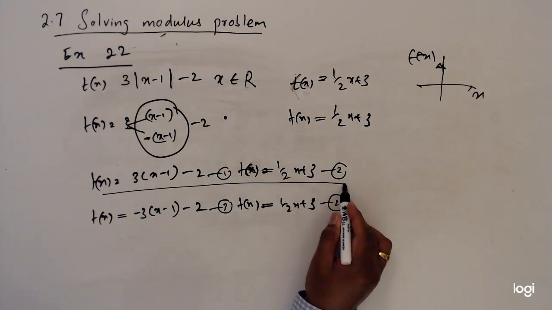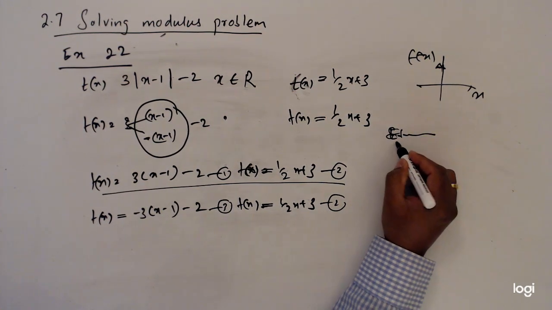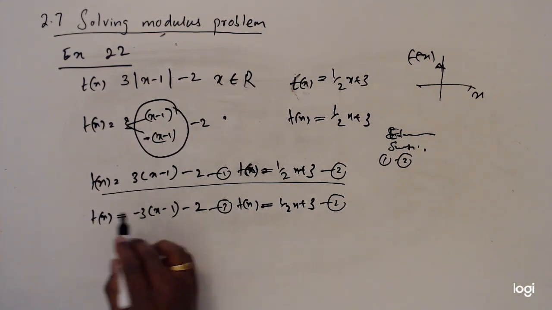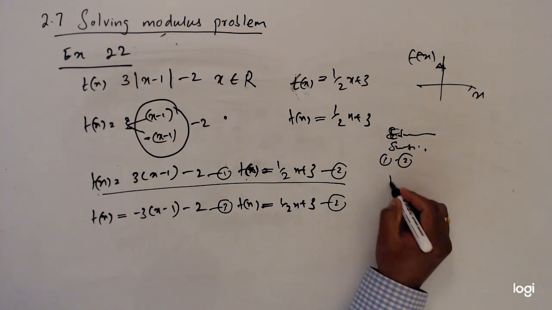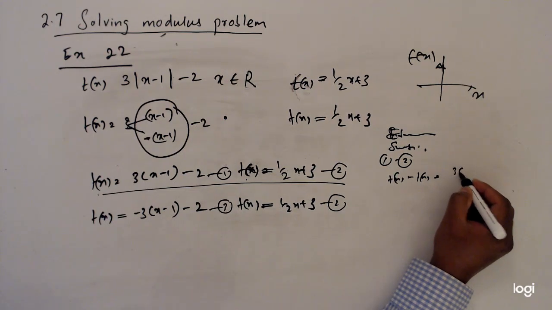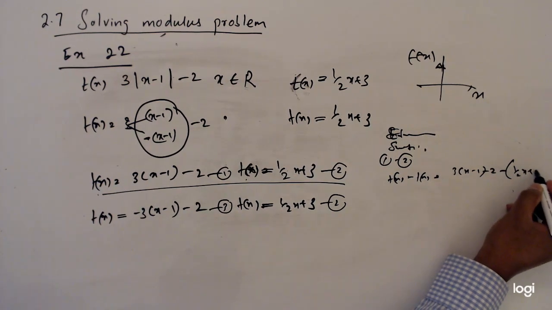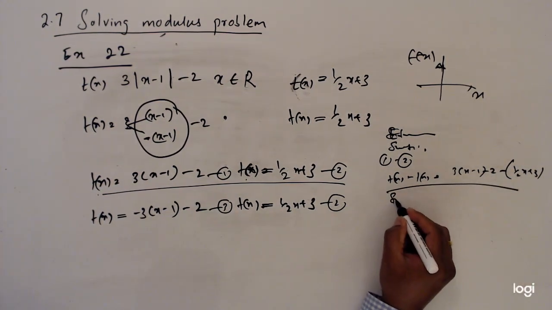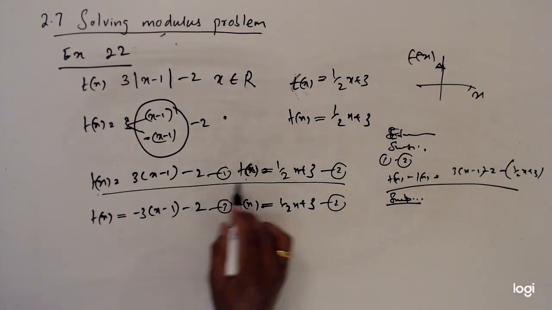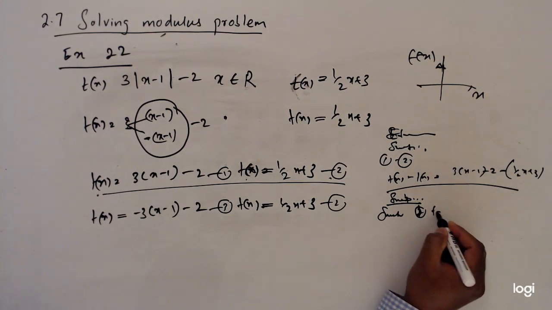So we can solve this with two ways. One is elimination method or substituting. If you substitute 1 minus 2, then you can cancel out. You can see tx minus tx equal 3 times x minus 1 minus 2 minus half x plus 3, and you have to solve or substitute. If you use substitute, you can tell that substitute 2 to 1. So substitute 2 to 1.